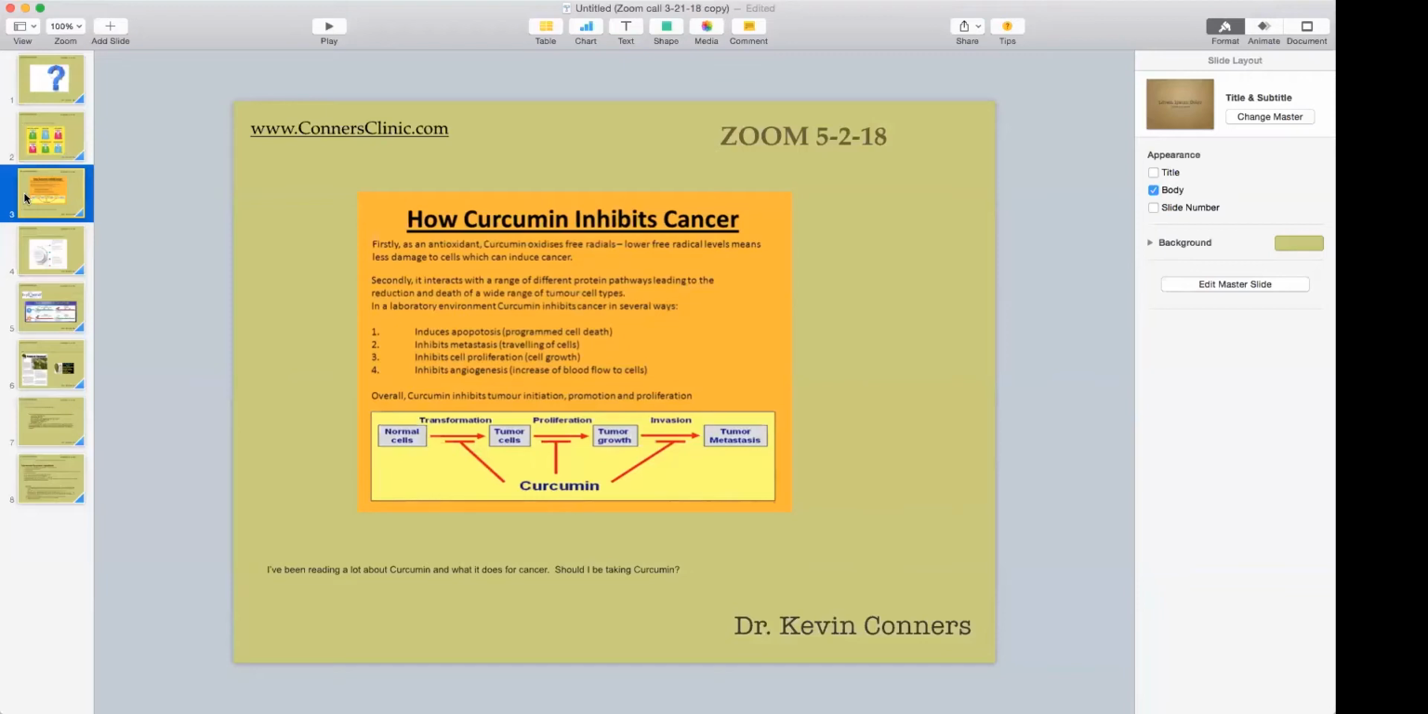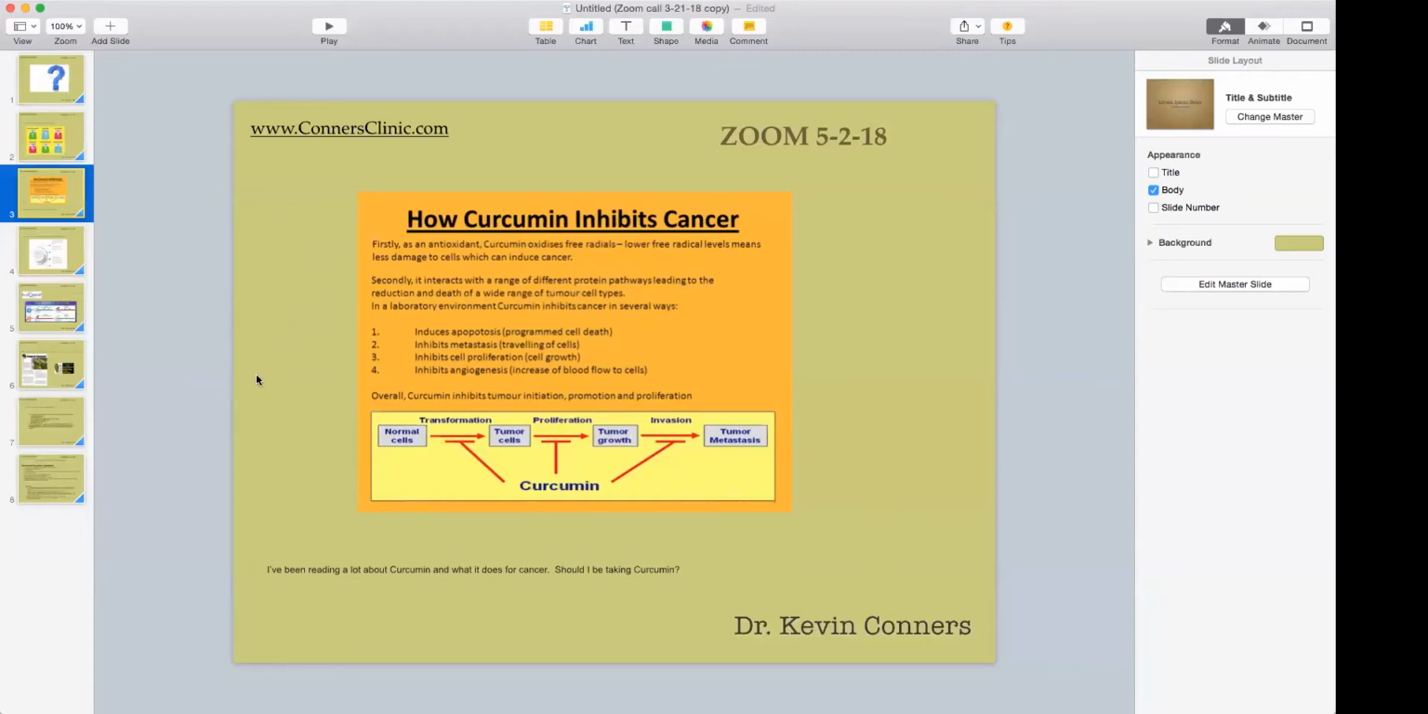Curcumin is good to help decrease tumor metastasis and decrease tumor cell growth. It's known to stimulate apoptosis. And most people use curcumin for just inflammation, to decrease inflammation. Very, very helpful. So I am very pro curcumin.